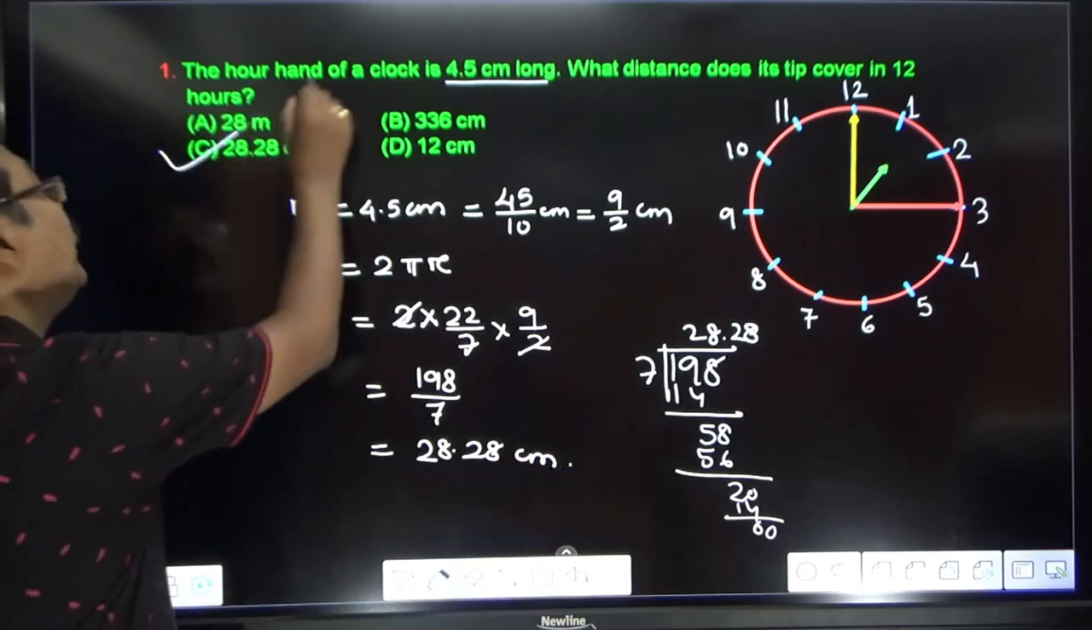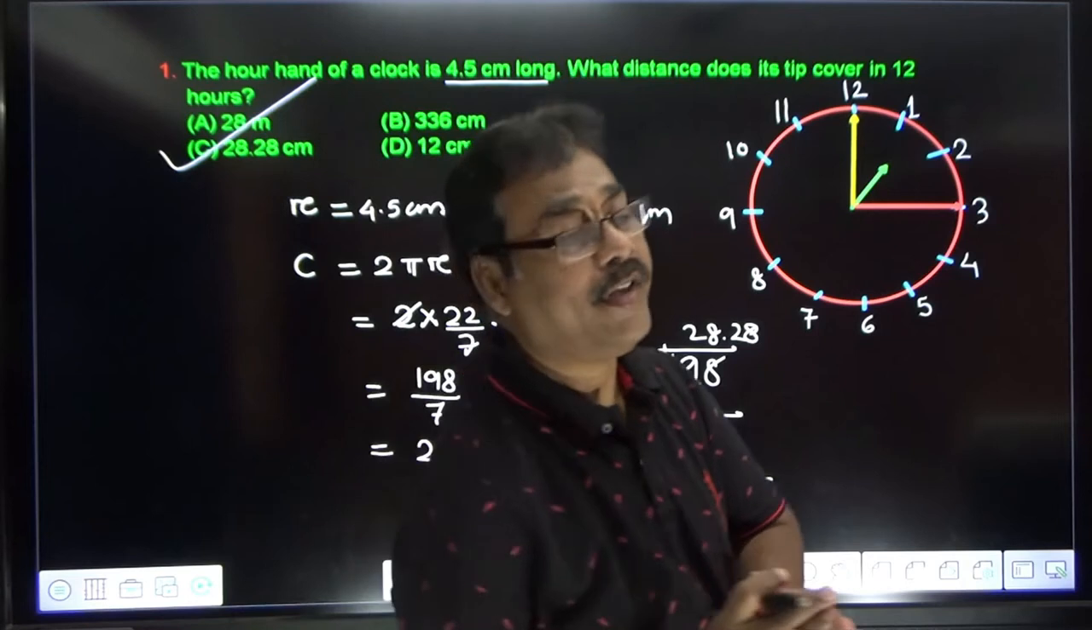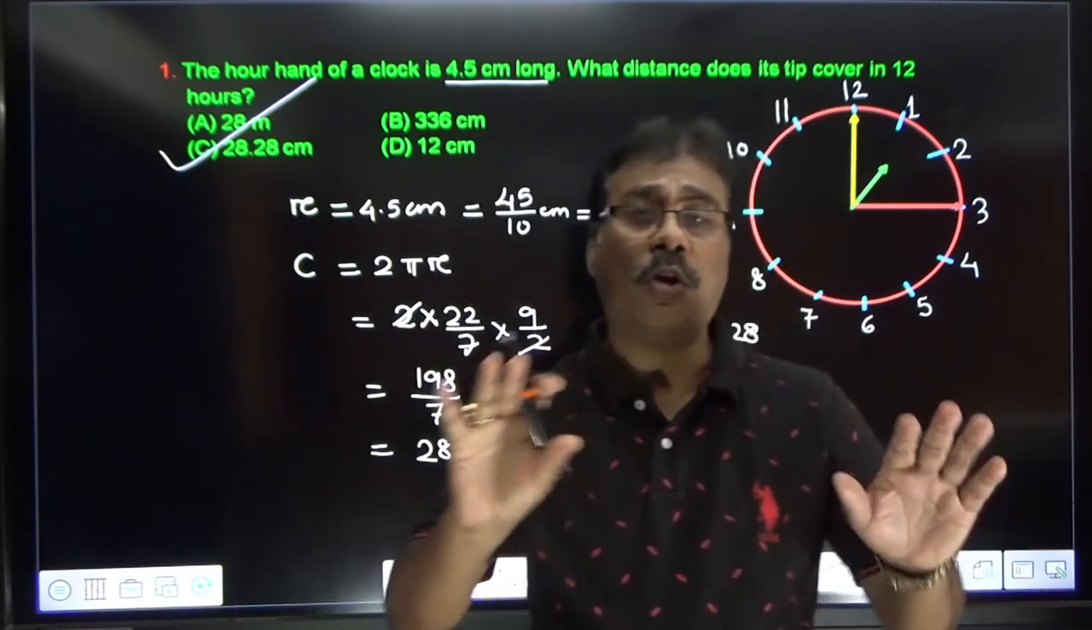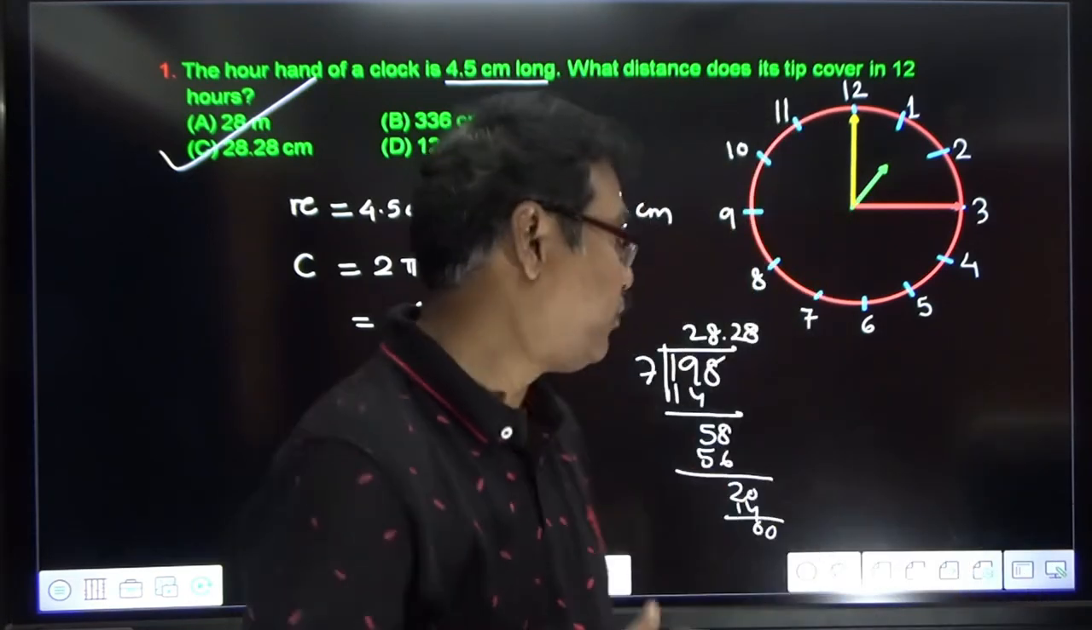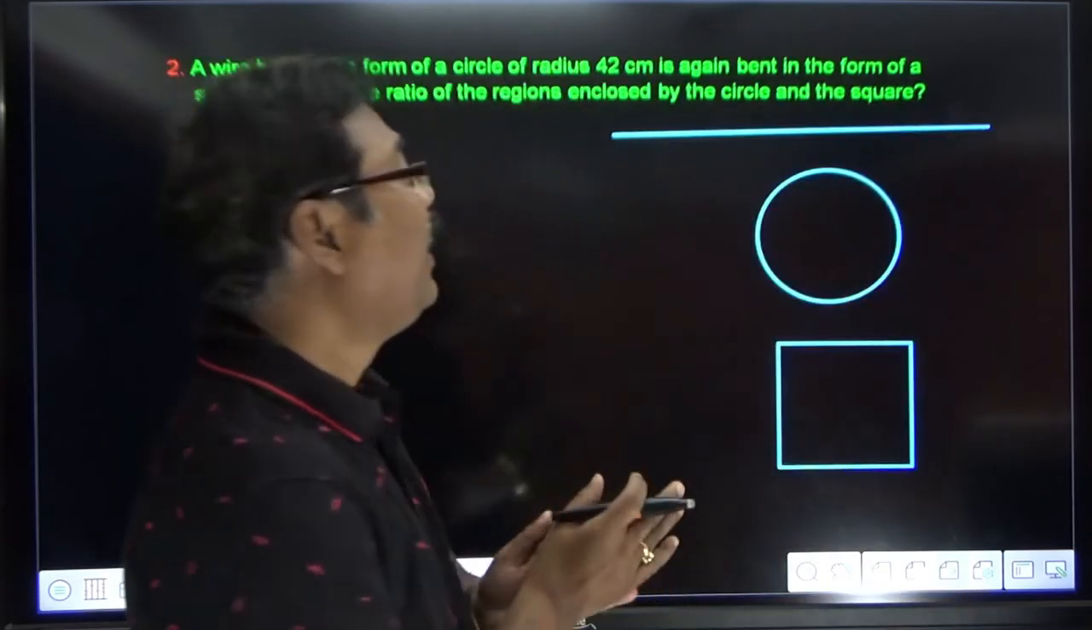And as you can see, it is in option C. So option C is our correct answer. I hope all of you got it. Now let's go to the next one.